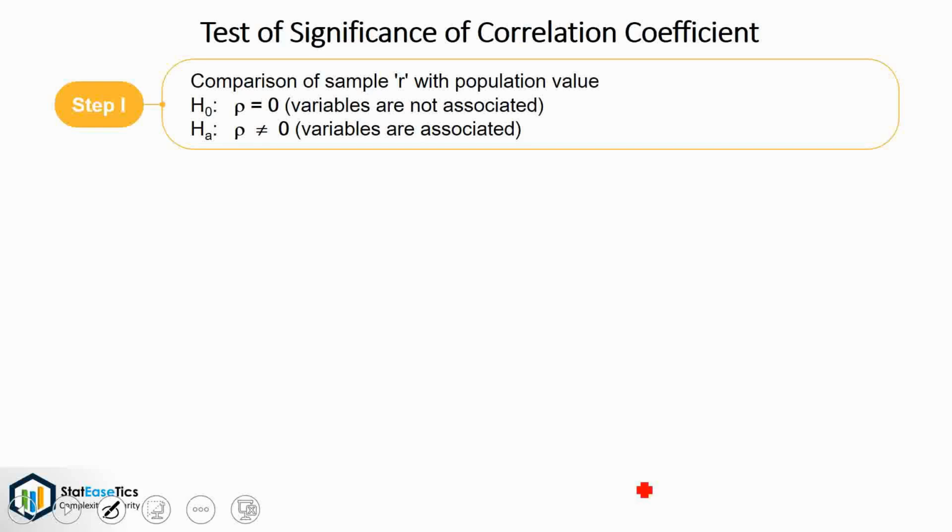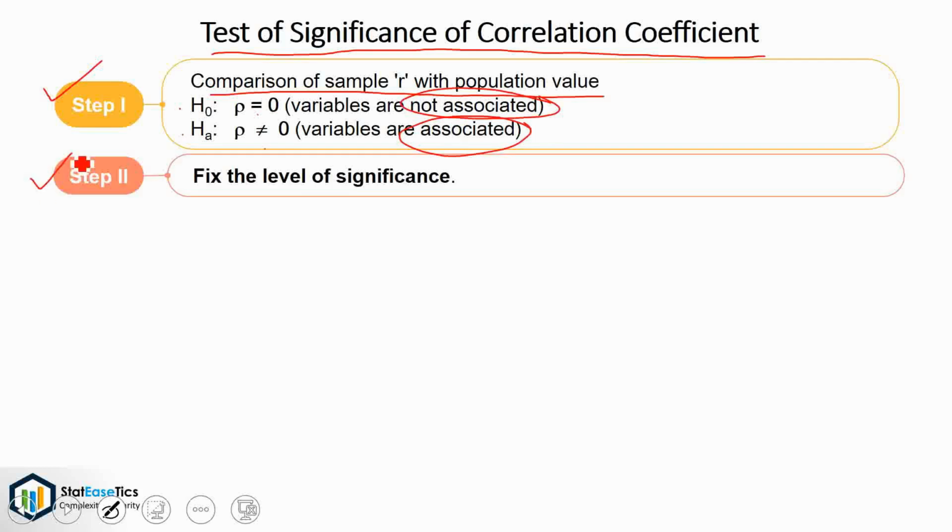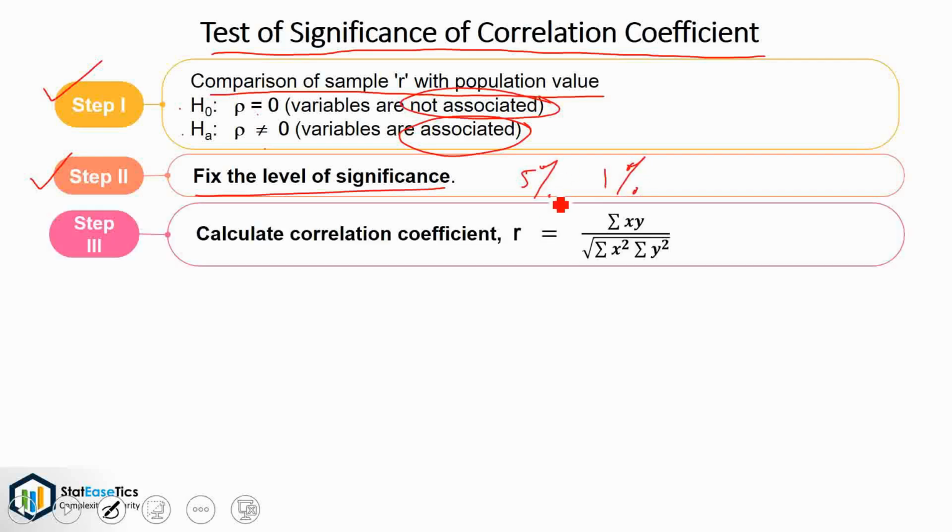Now let's see test of significance of correlation coefficient in stepwise manner. The first step is comparison of sample R with population value. Here null hypothesis H0 is that rho is equal to 0. That is, variables are not associated. And alternative hypothesis is rho is not equal to 0, that is, variables are associated. Second step is fix the level of significance, which is usually 5 or 1% level of significance. Step 3 is to calculate correlation coefficient R with its usual formula.